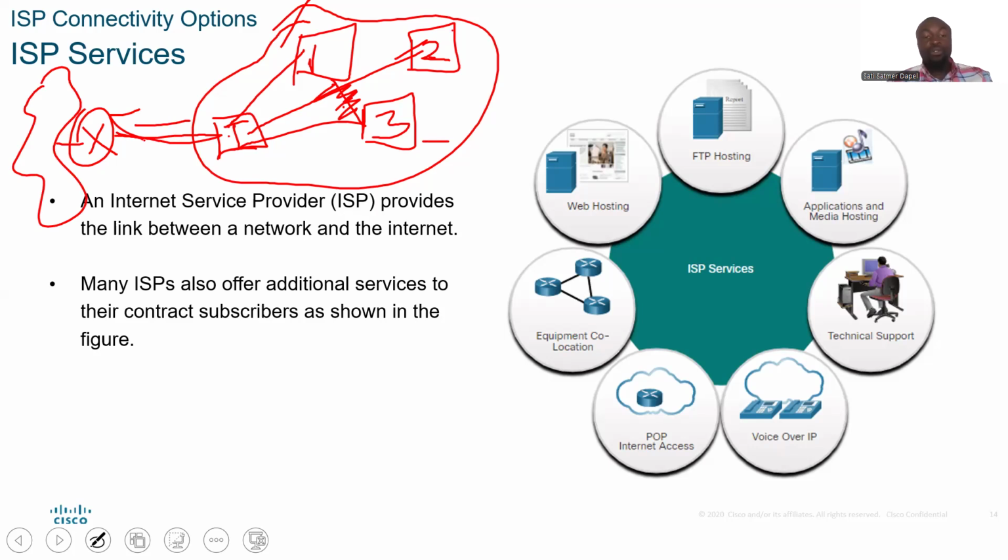Many ISPs also offer additional services to their subscribers. All right. So they give you different services. What other services do they give? Sometimes they give you web hosting services. They give you FTP. They give you application hosting, media, technical support, VoIP, POP, equipment, and so on and so forth. All these other services they give you in addition to granting you access.